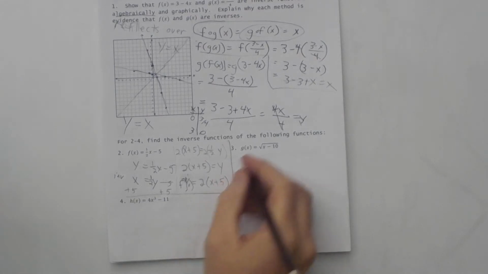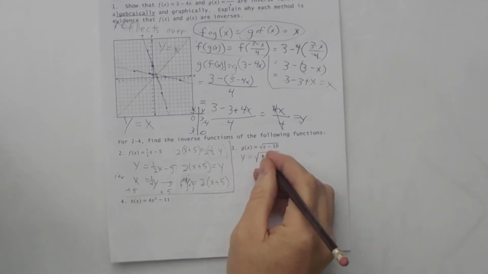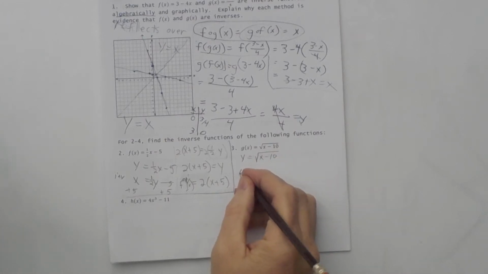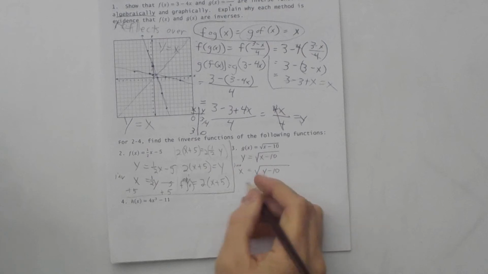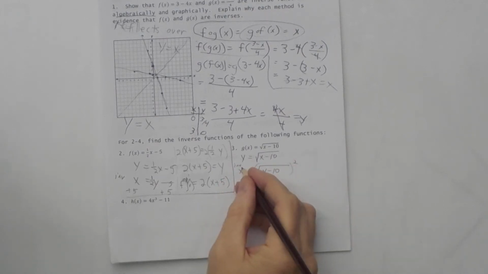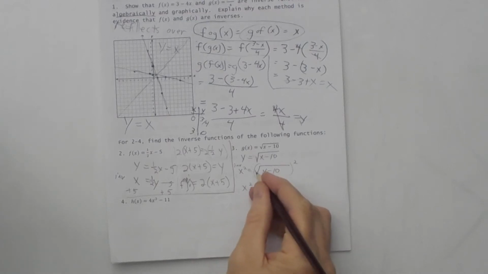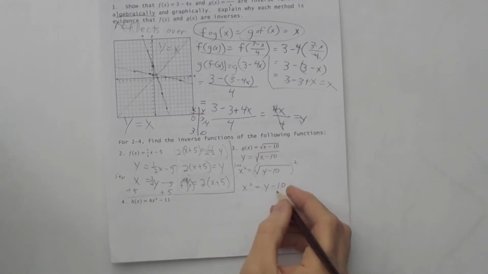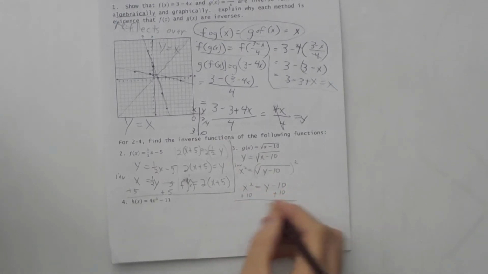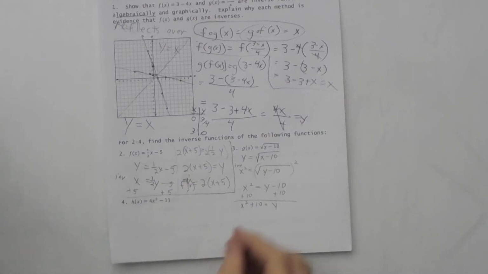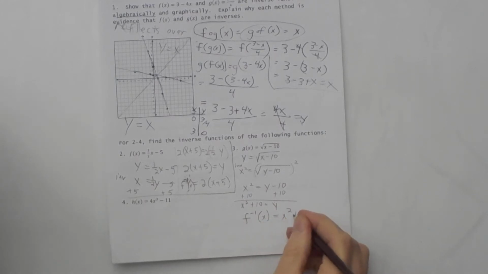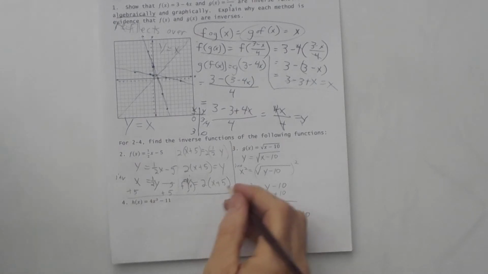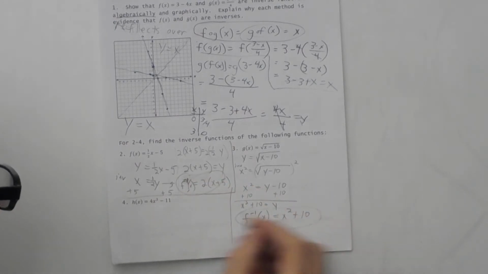Alright, now when I do it for number 3, I got y equals the square root of x minus 10. And then the inverse part is x equals the square root of y minus 10. And I'm going to square both sides. So I have x squared, the square and square root are canceling out, equals y minus 10. I'm going to add 10 to both sides. And I got x squared plus 10 equals y. The inverse function notation, instead of y, I'm going to write f negative 1 of x equals x squared plus 10. Alright. There's my final answer there.